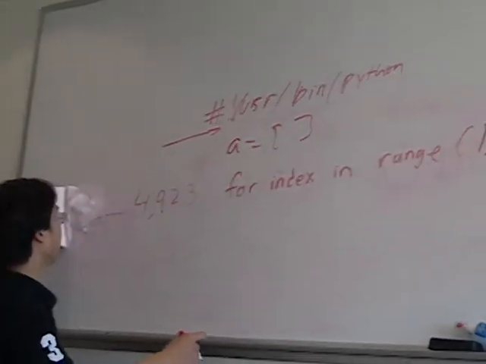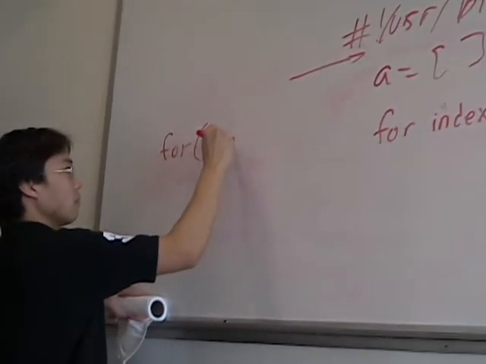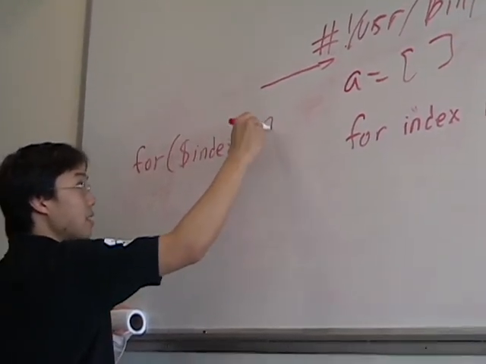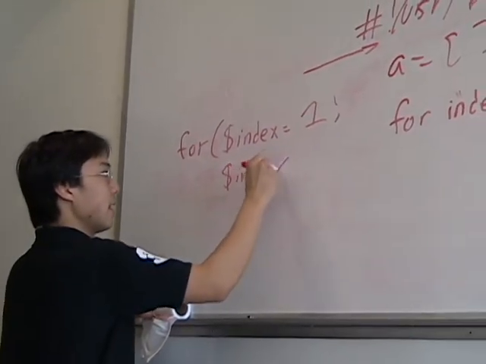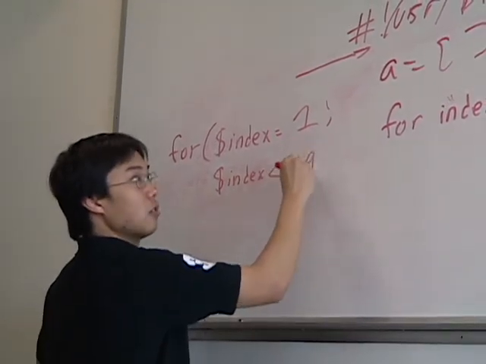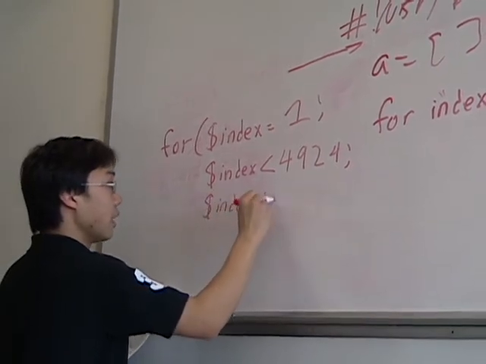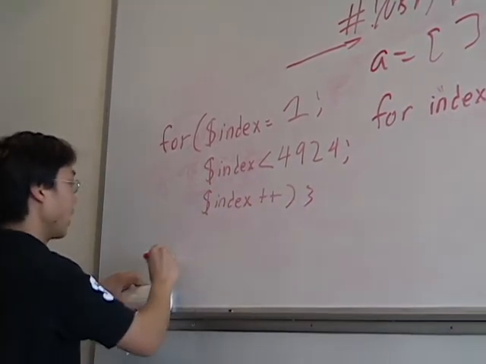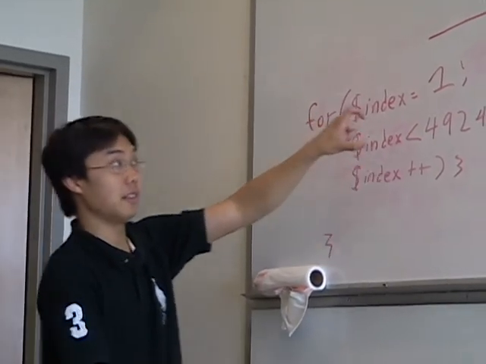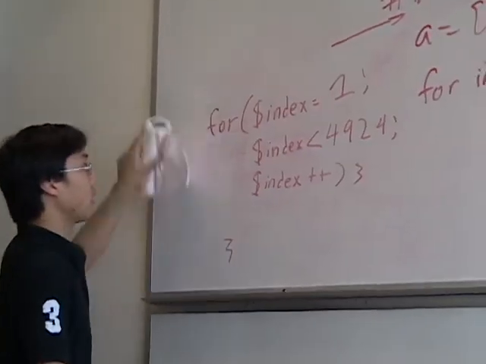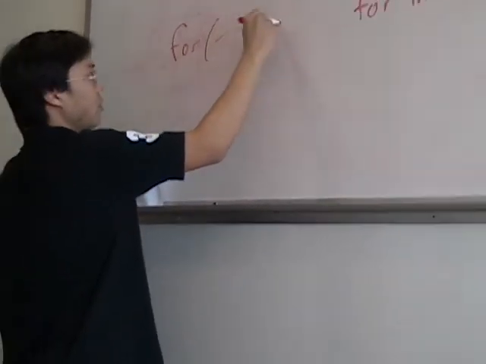So in Perl, the equivalent is going to be index is set to 1, semicolon. Index is less than 4,924, semicolon, index plus plus. Okay. Now here's where Perl and Python really hate each other. So suppose I have my for. Let's assume I already initialized this.